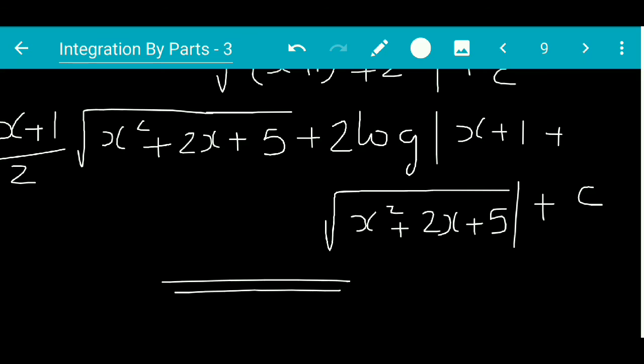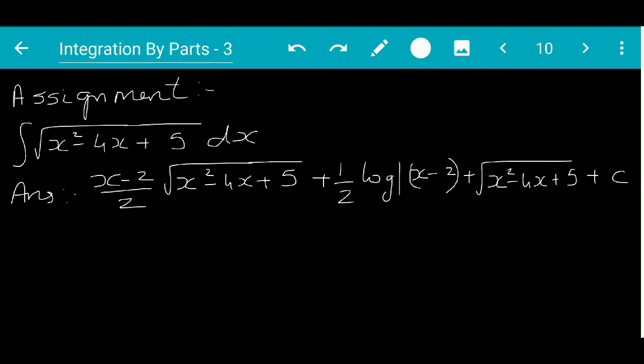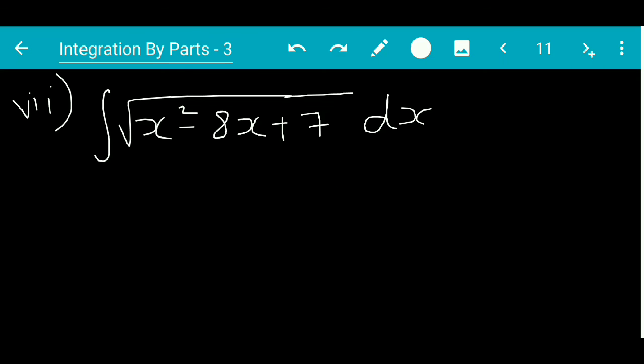Study it properly. You have only 2 sums of this type in your miscellaneous exercise. So it is as good as one sum can come in the exam. One of these sums can come in the exam. So just to give you an additional practice, this can be an assignment for you. You can try it out in a notebook and compare the answer which I have provided over here. We go on to the 7th sum.